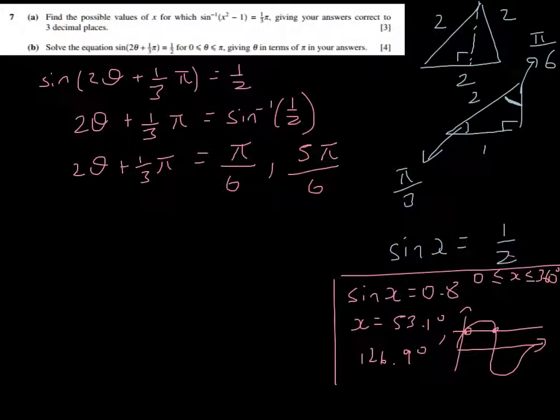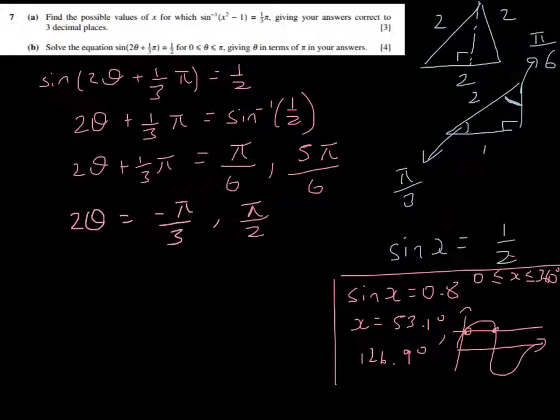Okay, so let's keep going further. So I'm going to further try to isolate this so that I get theta by itself. So my next step is to take a third pi away from my two possible answers at the moment. So that means that 2 theta equals pi over 6 minus a third pi, and 5/6 pi minus a third pi, which is going to be 3 over 6, so pi over 2.